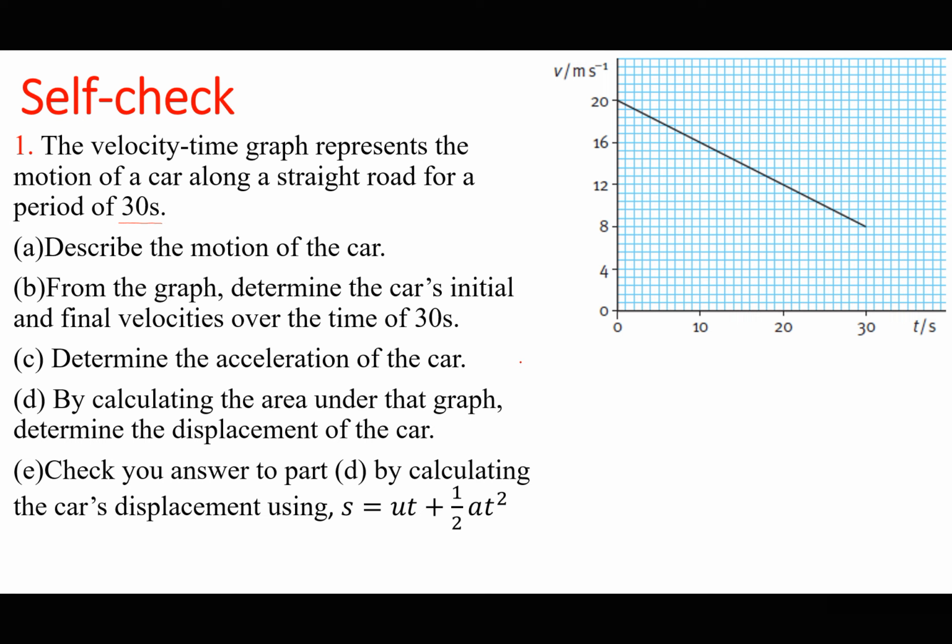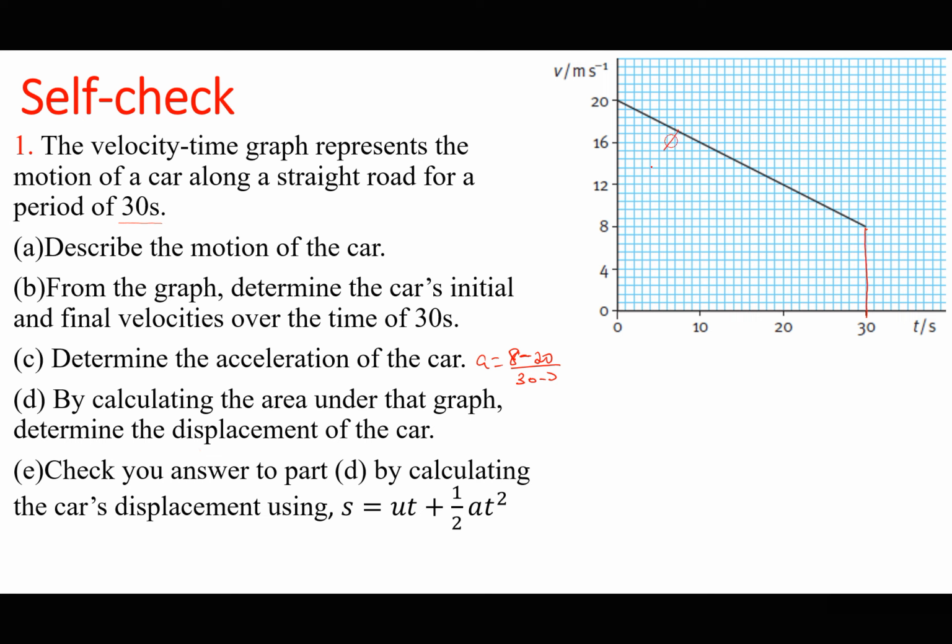Acceleration, we find the gradient. Acceleration is going to be 8 minus 20 divided by 30 minus 0. The acceleration is negative. By calculating the area under the graph, determine the displacement. So you find the area under this graph.